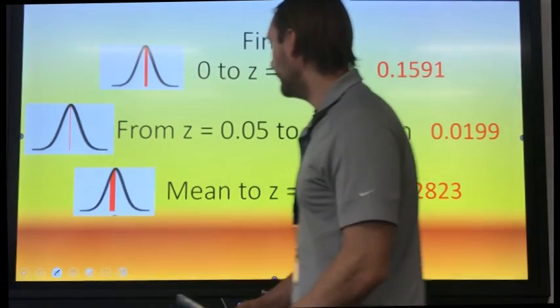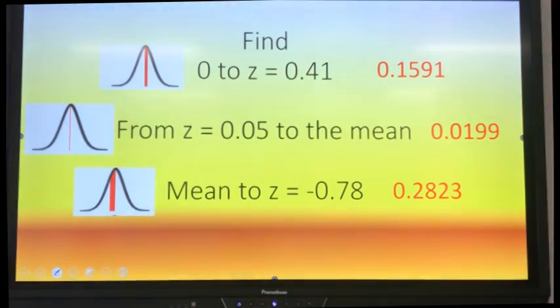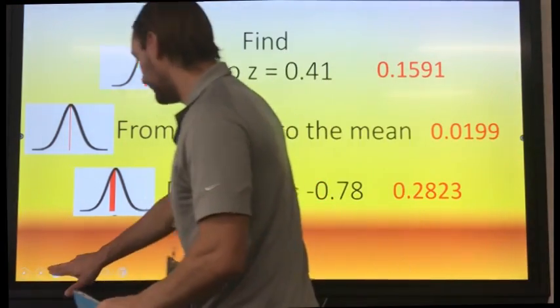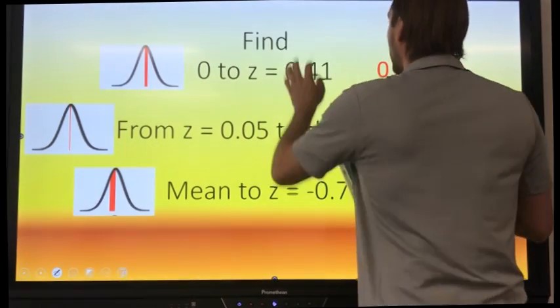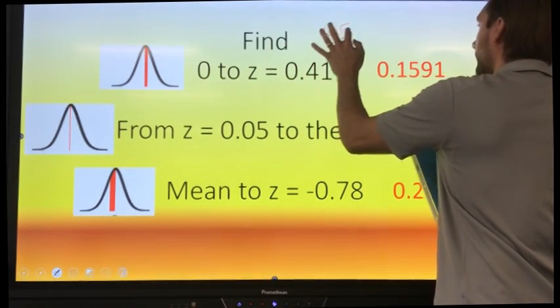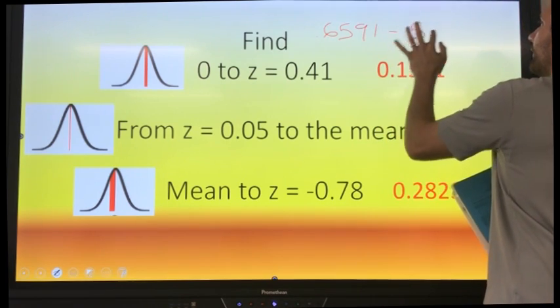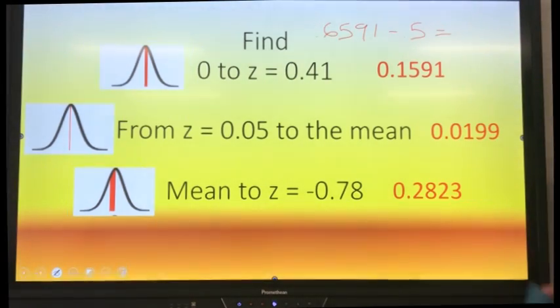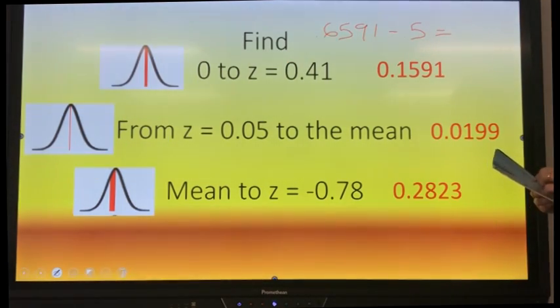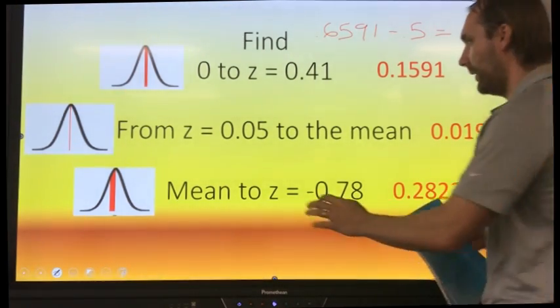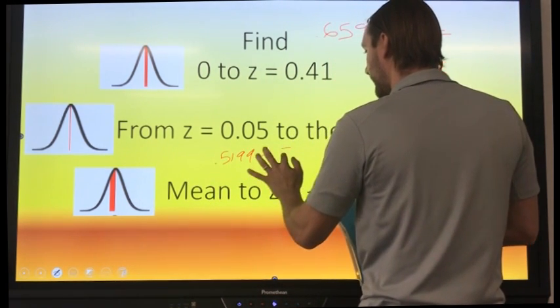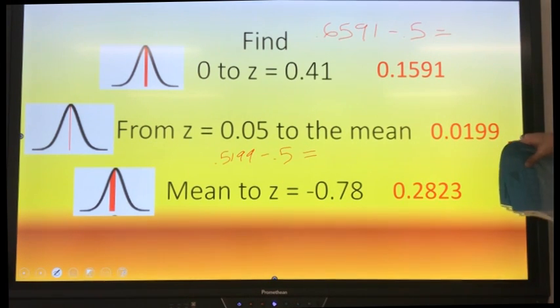Okay, let's see how well you did. So if I have a z-score of 0.41, that puts me at 0.6591. And I want to subtract this from 0.5. Did you get about 15.91%? Okay. If I have a z-score of 0.05, that puts me at 0.5199. Subtract that from 0.5. Did you get roughly 2%?